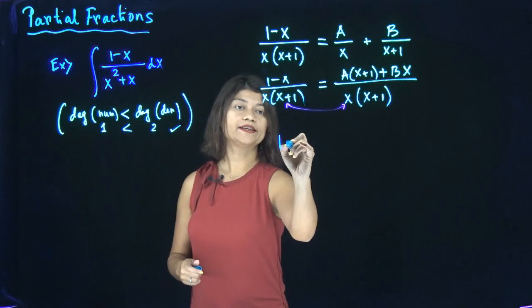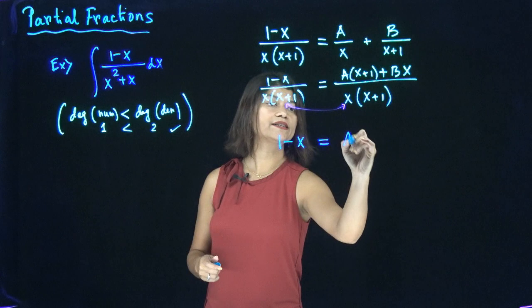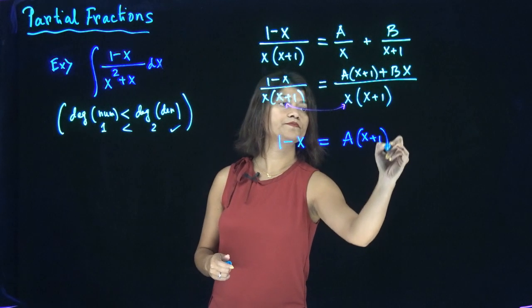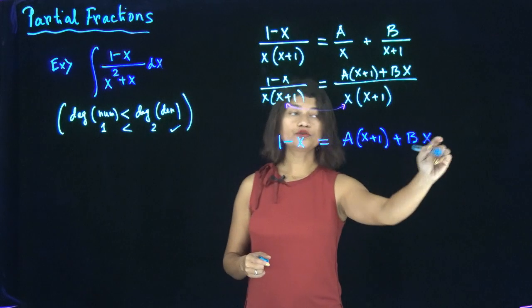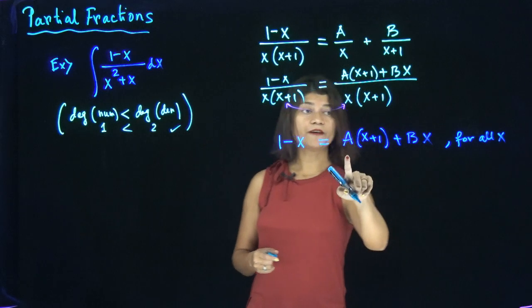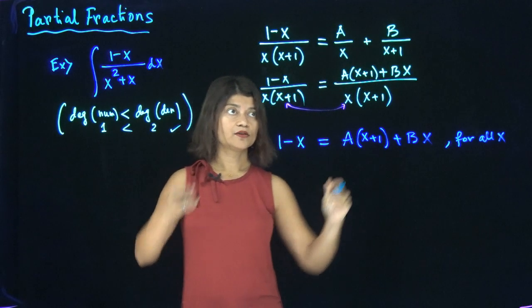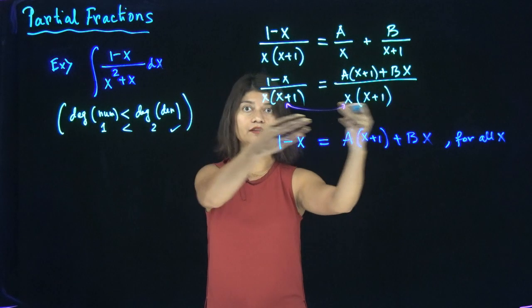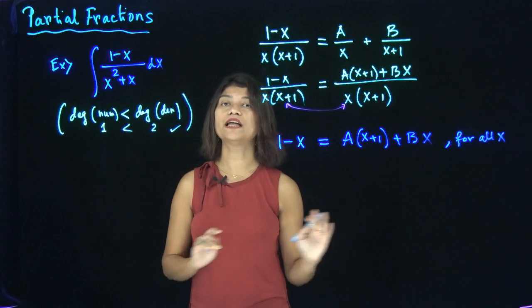So we can write in the next step, the numerator here is equal to the numerator on that side. And this statement is true for all x. We're going to find A and B, right? x is also a variable, but what happens is when two fractions are equal to each other, the denominators are equal, the numerators will also be equal for every single value of x.